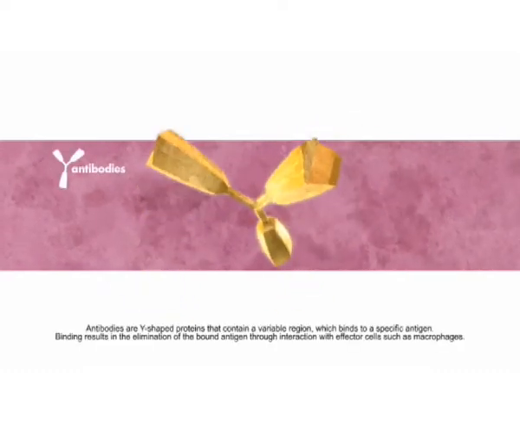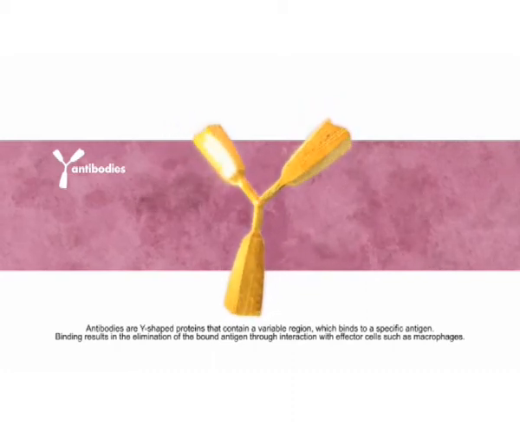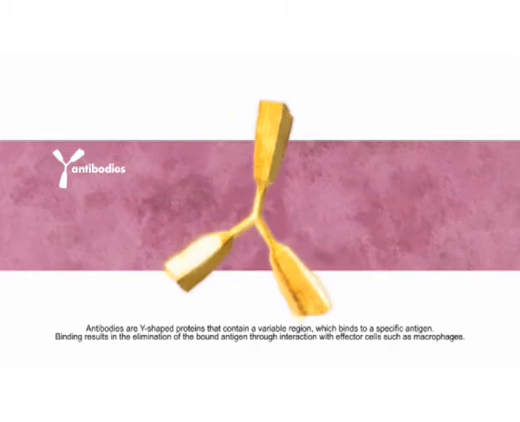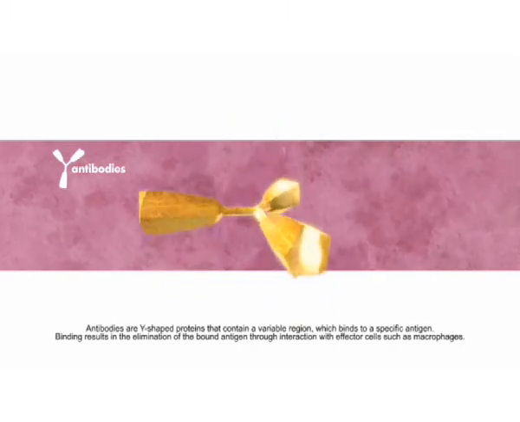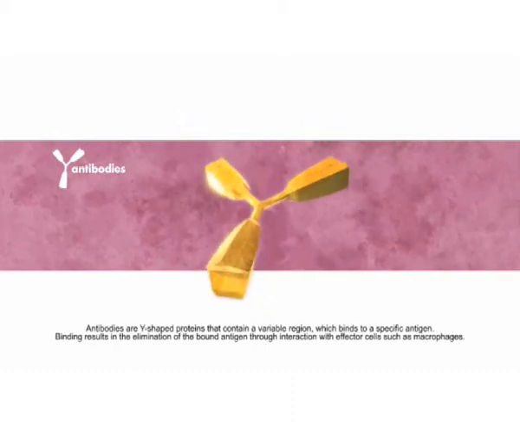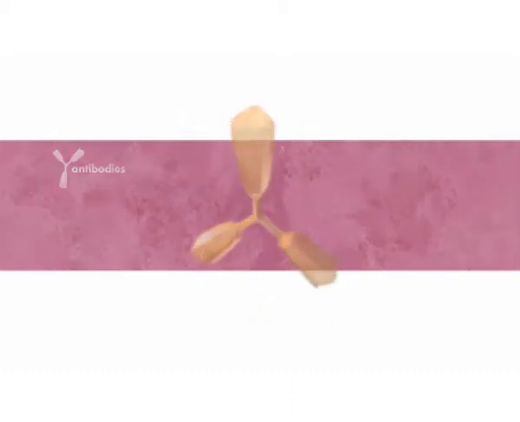Antibodies are Y-shaped proteins that contain a variable region which binds to a specific antigen. Binding results in the elimination of the bound antigen through interaction with effector cells such as macrophages.